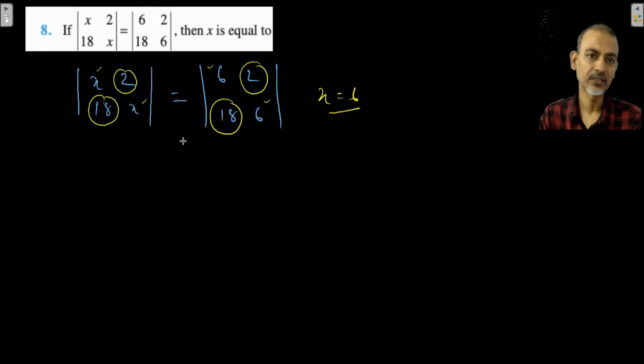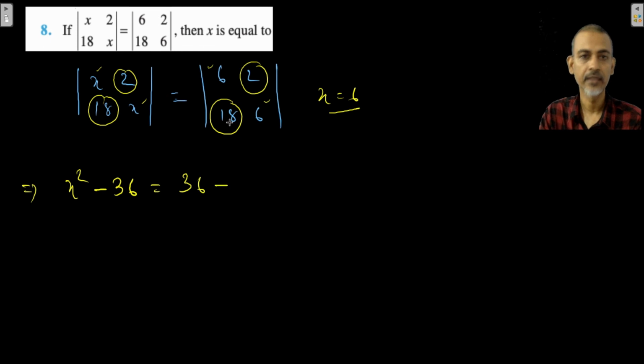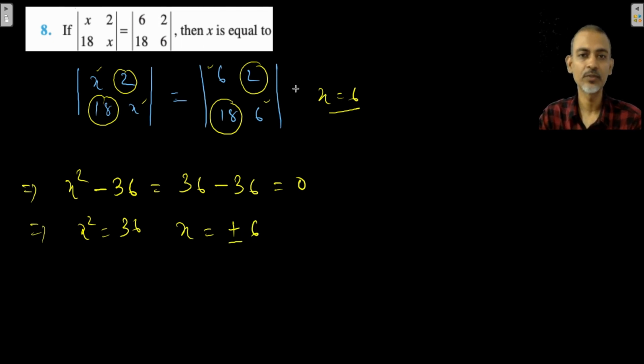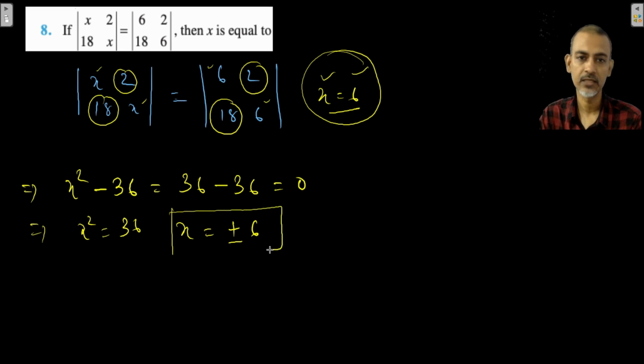If it had been a matrix, you could have done that, but it's a determinant. Let's see what happens here. So let's solve it. x into x will become x square minus 18 into 2, which is 36, and this will be equal to 6 into 6 is 36 minus 18 into 2 is 36, right? This part becomes 0, so x square becomes 36, and now x becomes plus and minus 6. So if we had just observed and said x equals 6, we would have gone wrong. Alright, so the answer here is x equals plus minus 6, right?